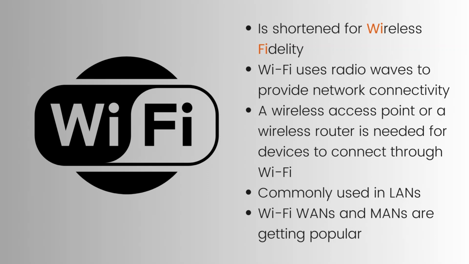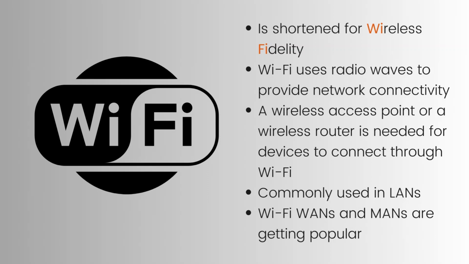You need a wireless access point or a wireless router to establish a Wi-Fi network, while the device you need to connect must have a wireless receiver and must be in the vicinity of a Wi-Fi signal. Wi-Fi is very commonly used in LANs, the local area networks, such as in your homes, offices, department stores, shopping malls, and so on. But with the development of Wi-Fi devices, Wi-Fi based wide area networks and metropolitan area networks are also becoming popular.